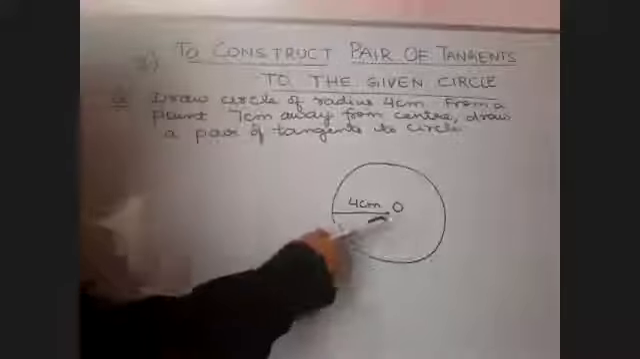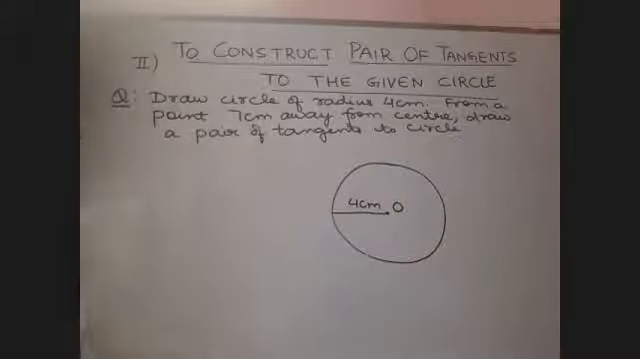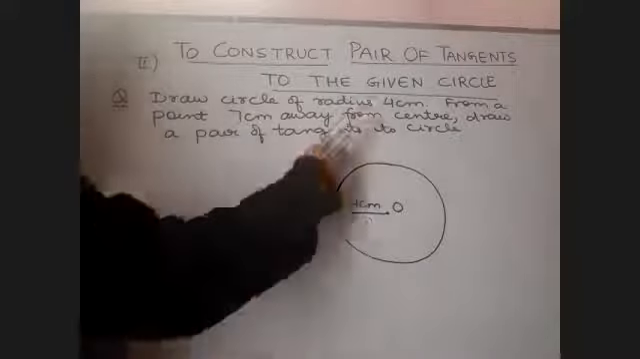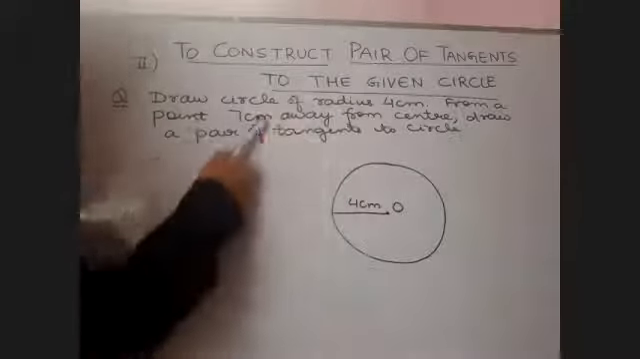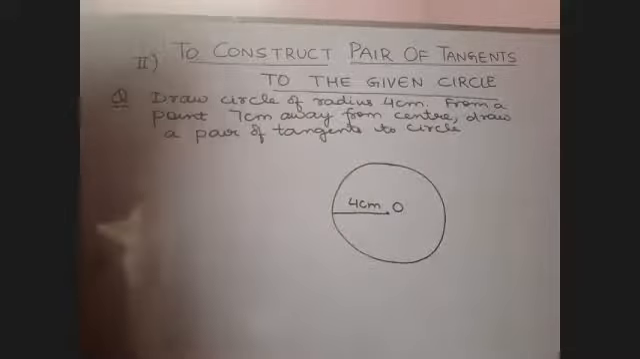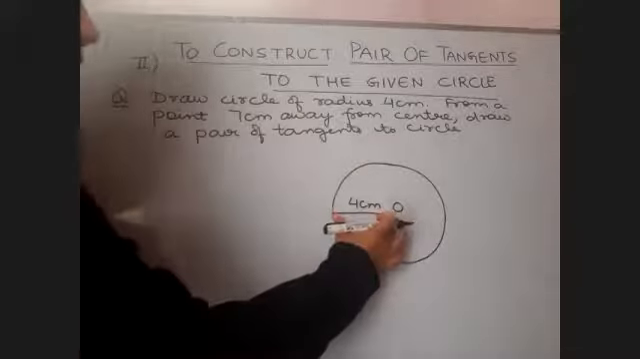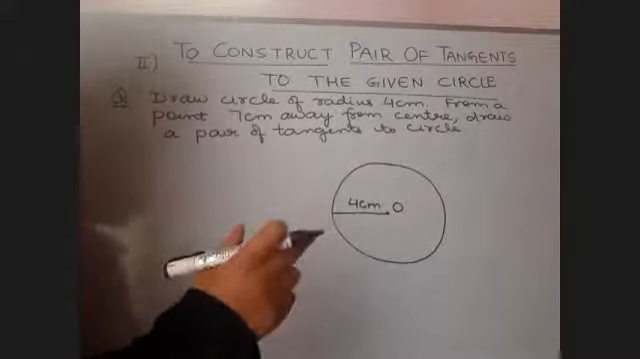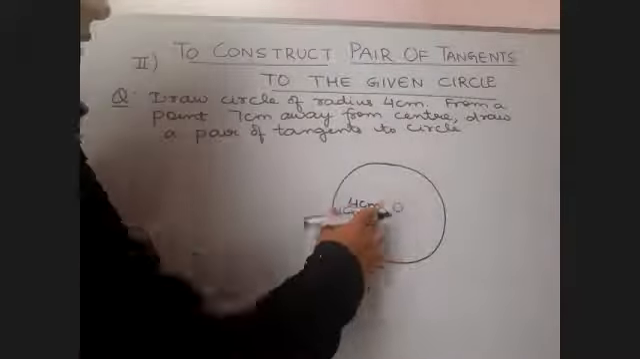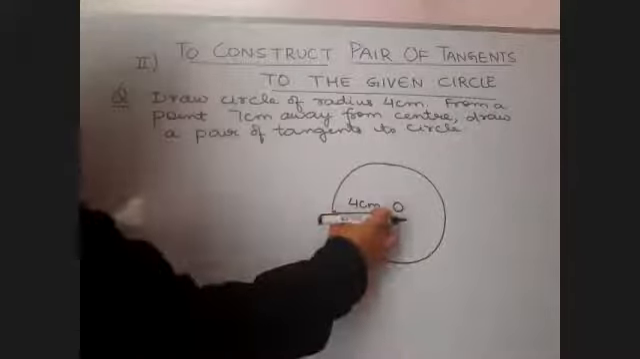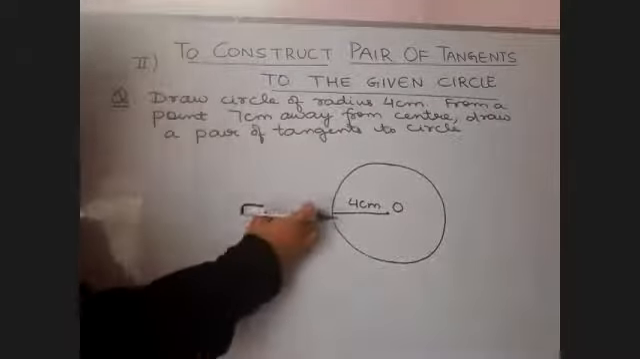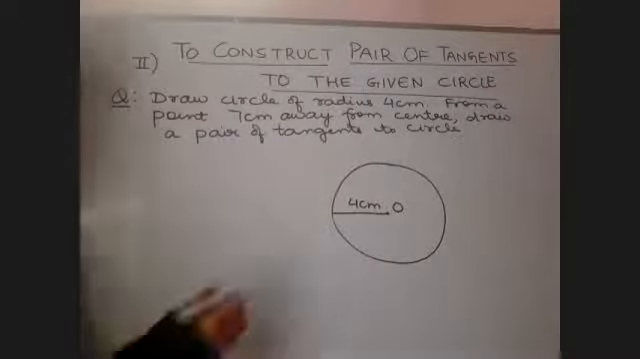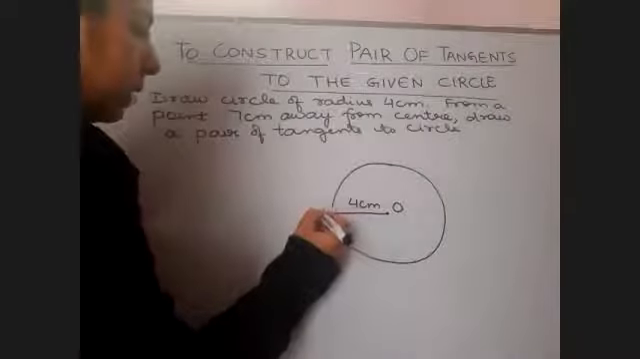Circle with radius 4 centimeter. Okay. Let us draw a circle with radius 4 centimeter, and then a point 7 centimeter away from the center. So this distance is 4 centimeter. Now you have to take another point which is at a distance of 7 centimeter from the center. But 4 centimeter we have already taken. How far should I extend this line segment? 3 centimeter more.